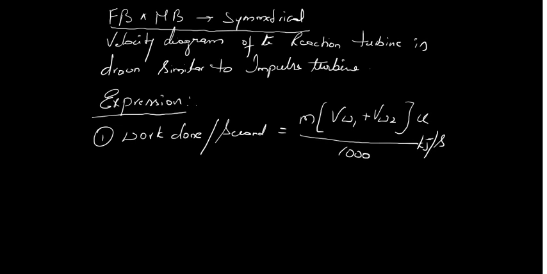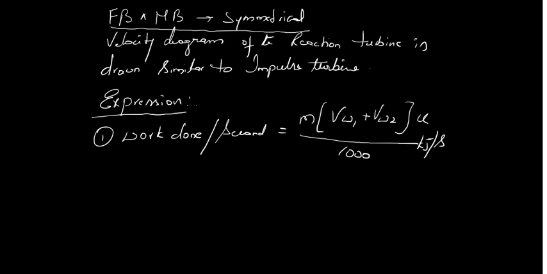What is m here? m is the mass flow rate of the steam. And what is this VW1? VW1 is the velocity at the inlet. And VW2 is the velocity at the outlet. And here what does this U stand for? It is the velocity of the moving blade. And 1000 means it is expressed in terms of kilojoules, so that we have divided by 1000. And this is the expression that you have for the work done.